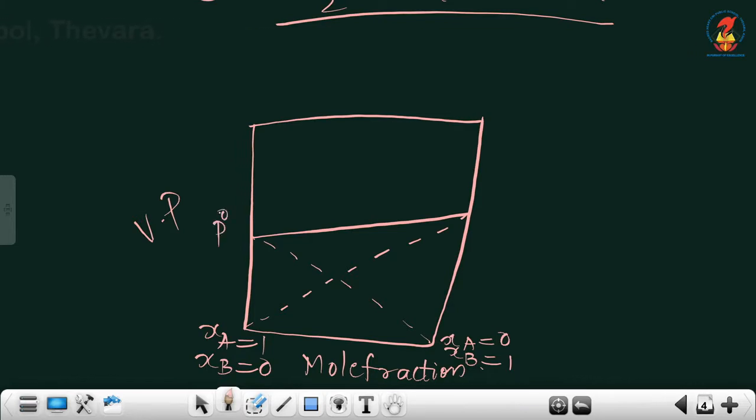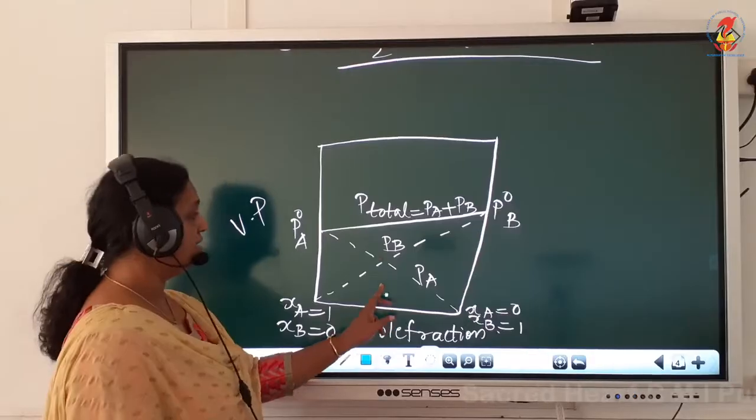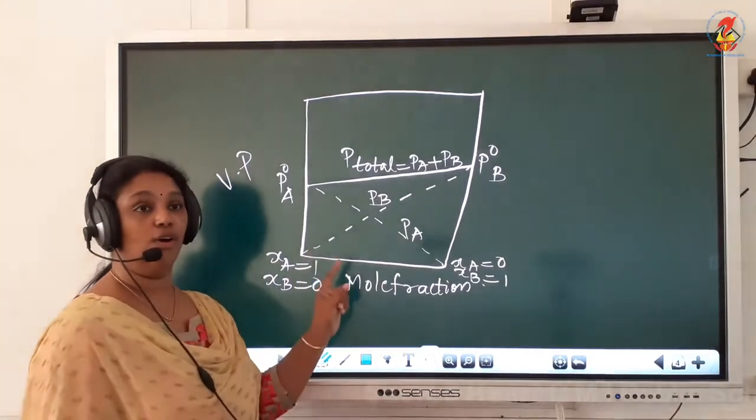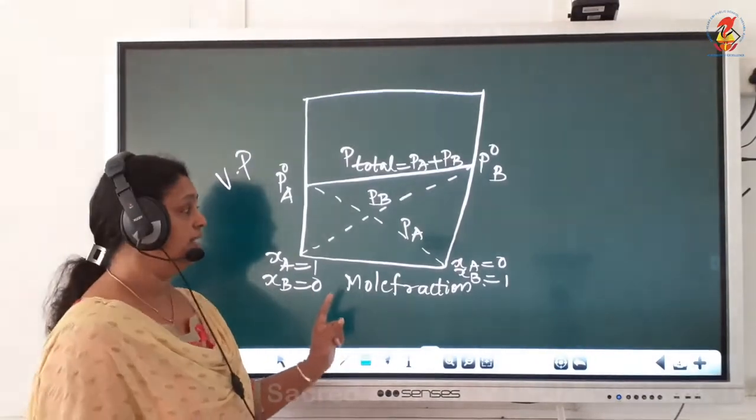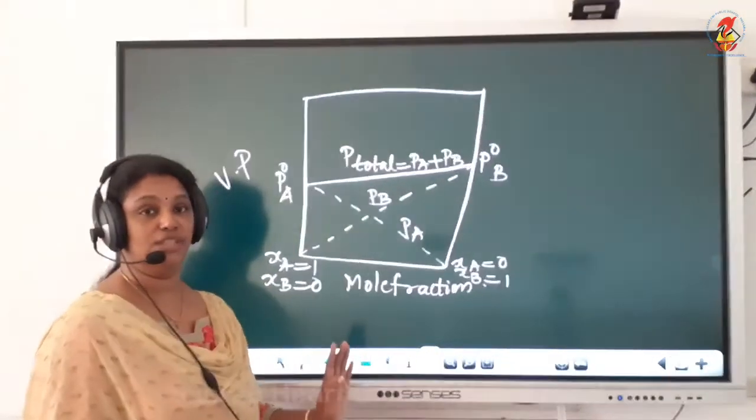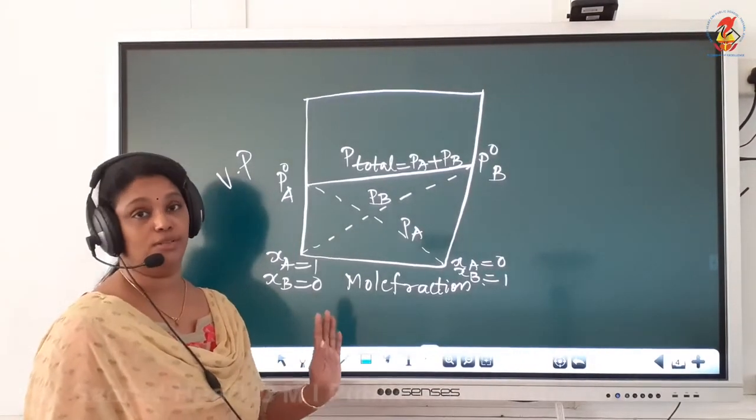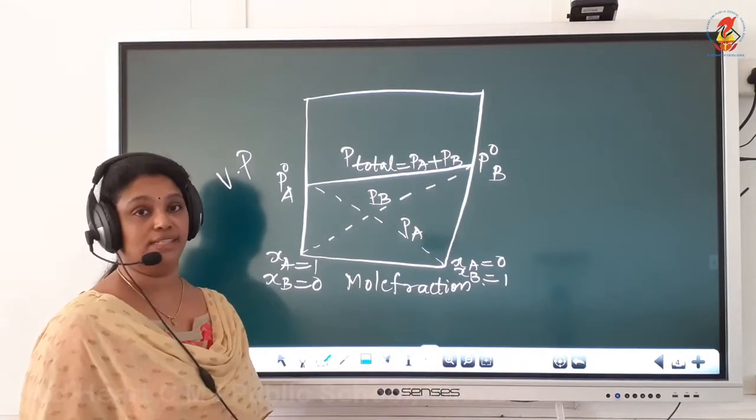And here we have P naught A, P naught B, this is PA, PB, P total, which is equal to PA plus PB. Now this is the graph of an ideal solution, which means this is the graph of Raoult's law for a volatile liquid, and this is the graph for an ideal solution. Ideal solution means solutions which obey Raoult's law over the entire range of concentration.